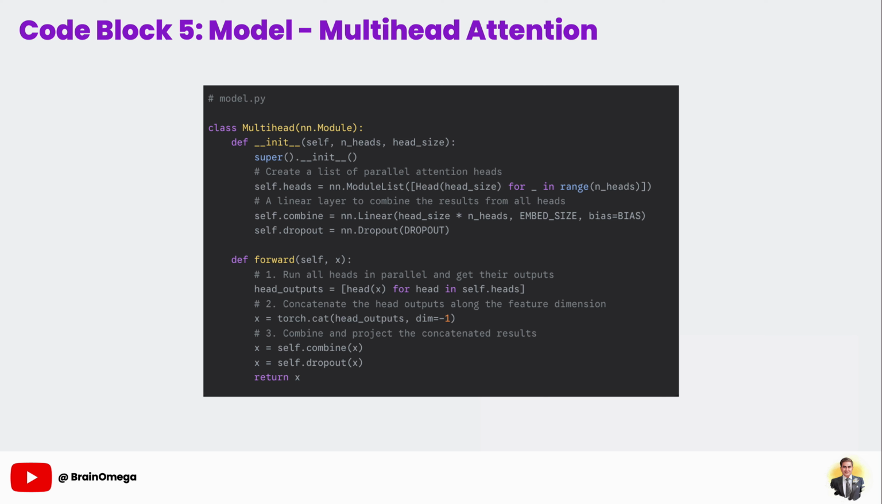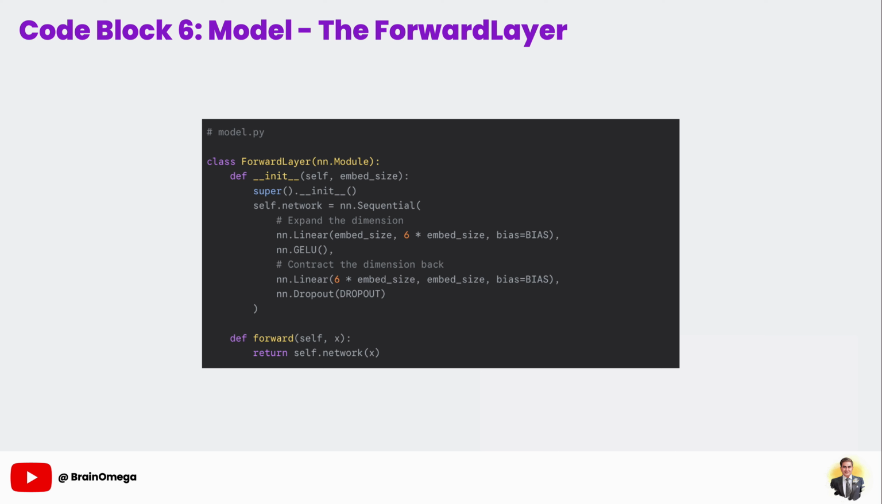We've successfully gathered information from multiple perspectives and fused it into a single powerful representation. After our tokens have gathered all this great context from their neighbors through multi-head attention, they need some time to process it. That's the job of the feed-forward layer. You can think of attention as the communication step, and the feed-forward layer as the thinking step. This part of the network processes each token individually.